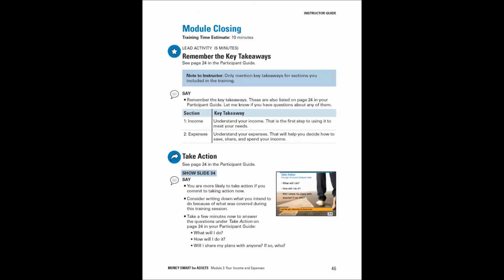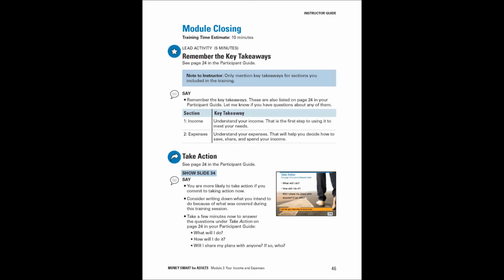Module closing. You're going to help participants to remember the key takeaways from this module, where section 1 was understand your income. This is the first step to using it to meet your needs. And then for section 2, it was understand your expenses. That will help you decide how to save, share, and spend your income.